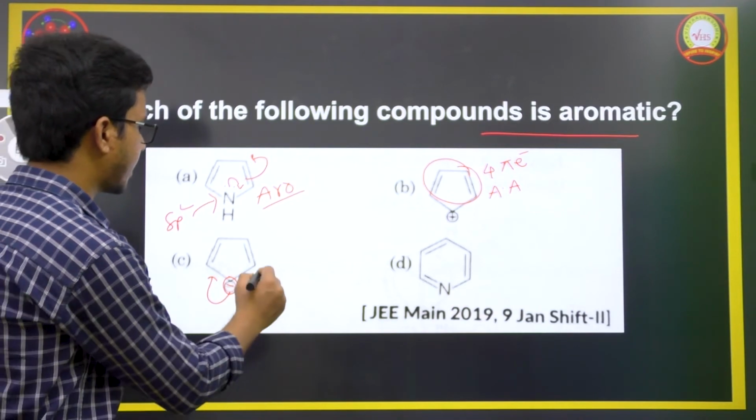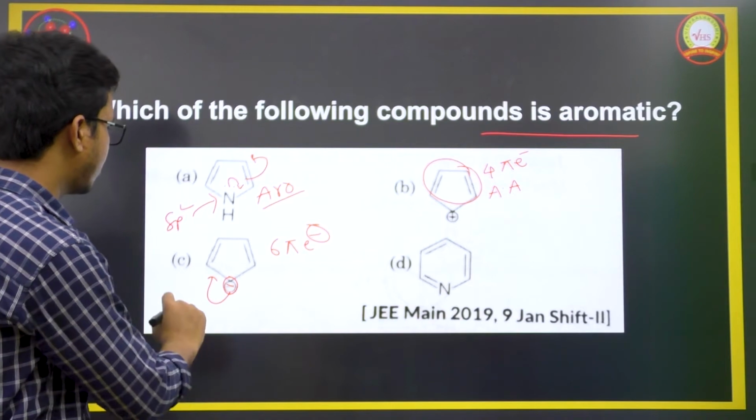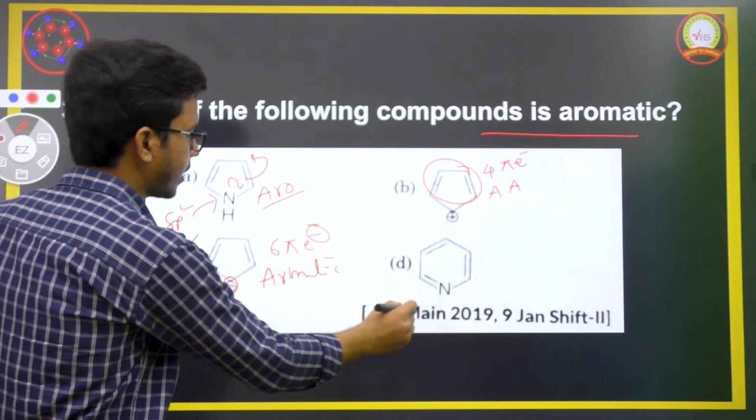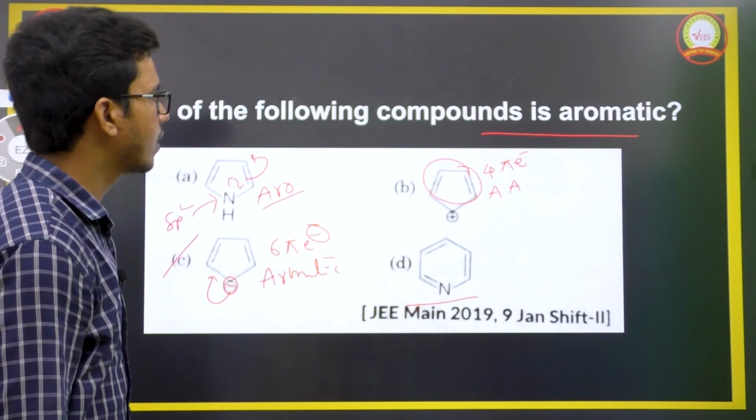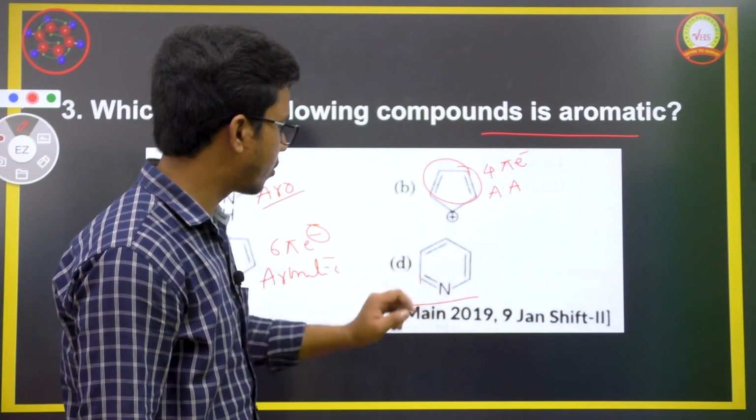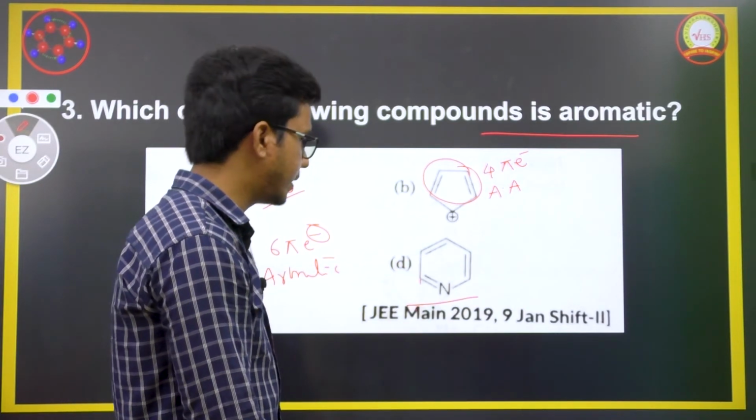Number of delocalizing pi electrons are 6. That's what. This is also aromatic. If you take this one, what is this? Number of delocalizing pi electrons are 6. All are planar in nature, planar in geometry.